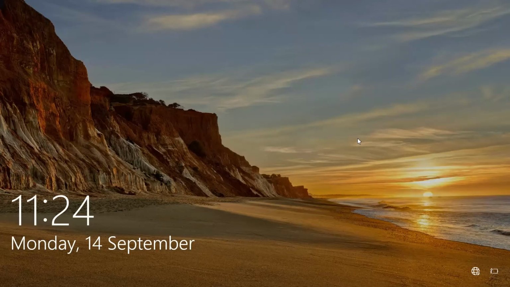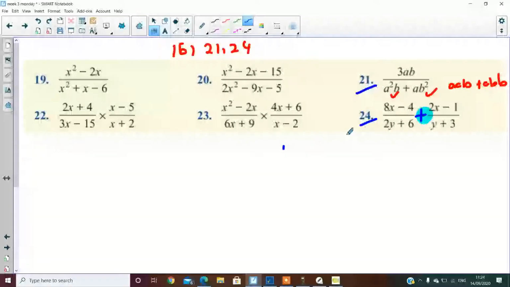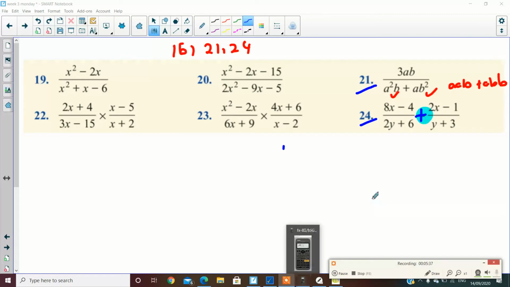So what you're going to do is turn the second one upside down. So what does it turn into? Y plus 3 over 2x minus 1. Is the first part fully factorized? What can you take out of 8x minus 4? 4 into 2x minus 1. And then underneath, what can you take out of 2y plus 6? 2. And then what numbers are the same?